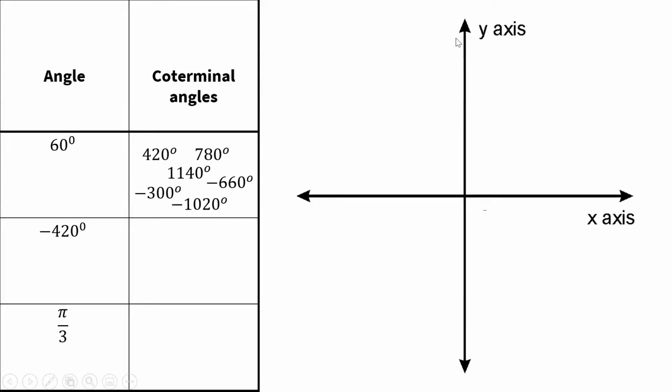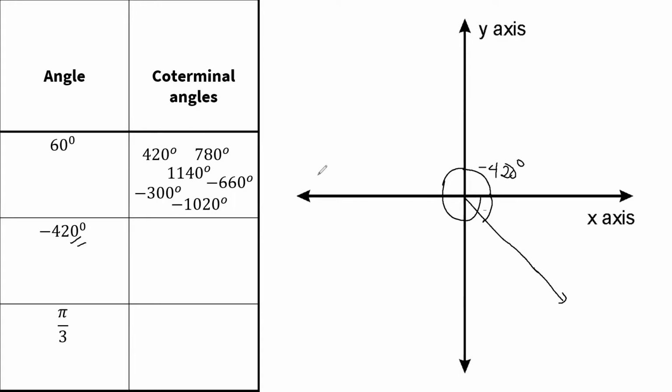So now, how about this negative 420 degrees? Where is this located? Negative means we're going to rotate in the clockwise direction. So from the initial side, this is 90, 180, 270, and this is 360. Now, we need 60 more degrees. So suppose this is the 60 degrees. 360 plus 60 is 420 degrees, and this is negative since it rotates in the clockwise direction.